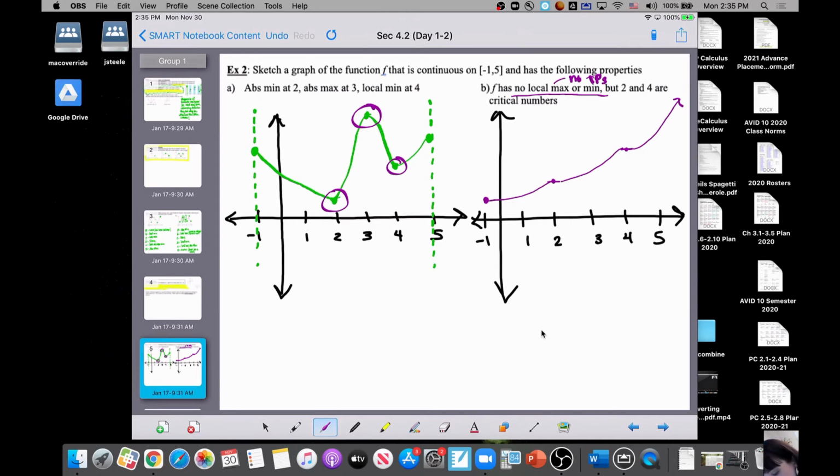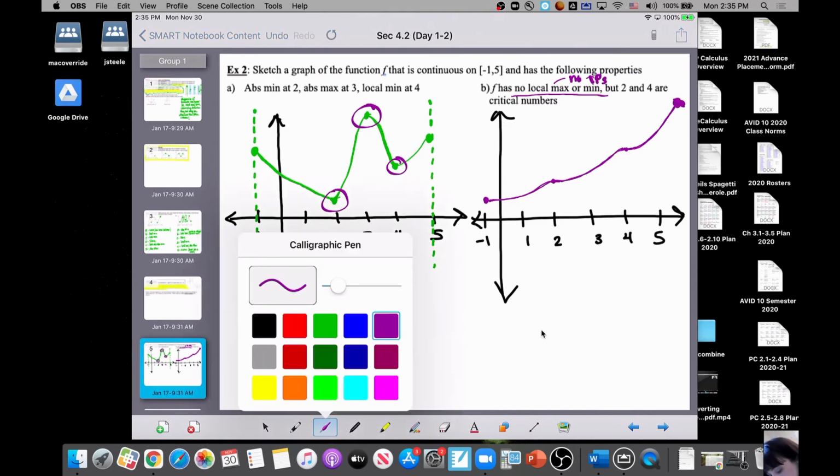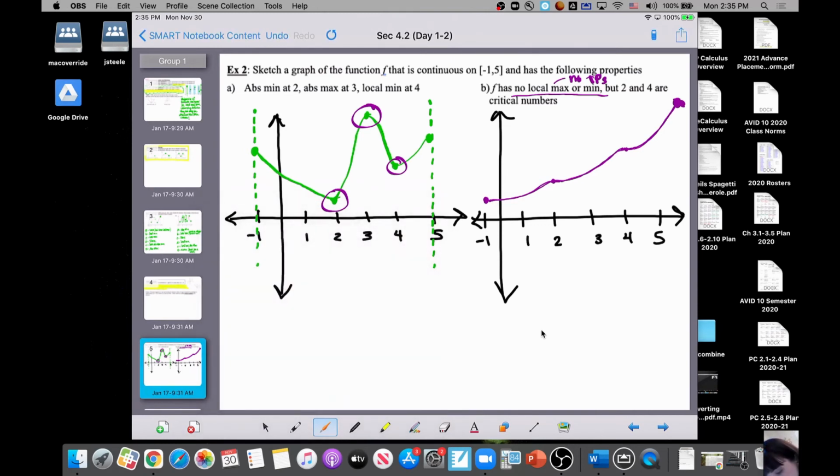So the point is that there's a critical value here. The slope is 0, but it doesn't switch from increasing to decreasing or decreasing to increasing. The graph is always increasing on the interval from -1 to 5. Okay, so we do have critical values here. We have 0 slopes right here and right here, but we don't have turning points there.